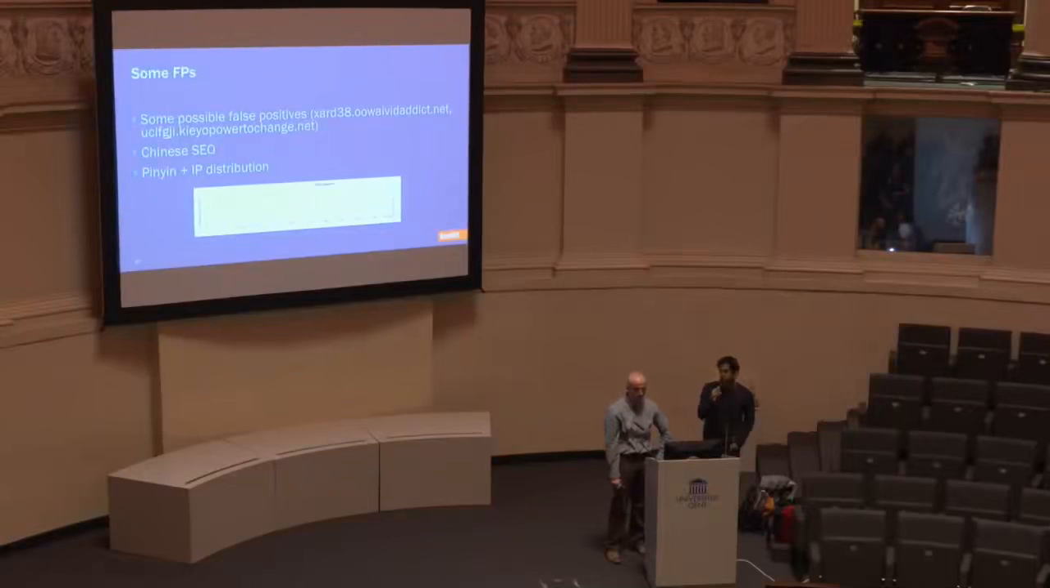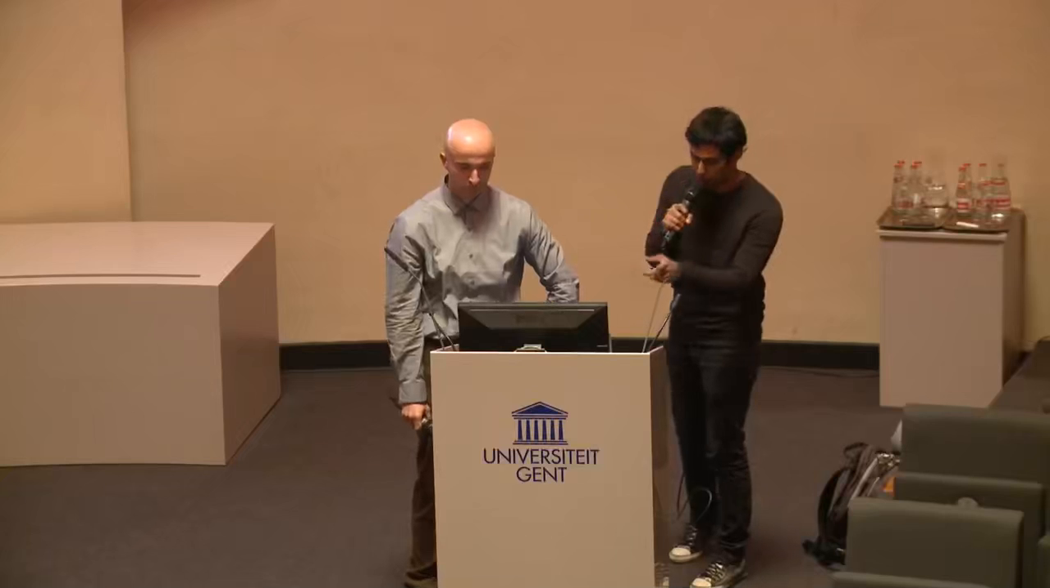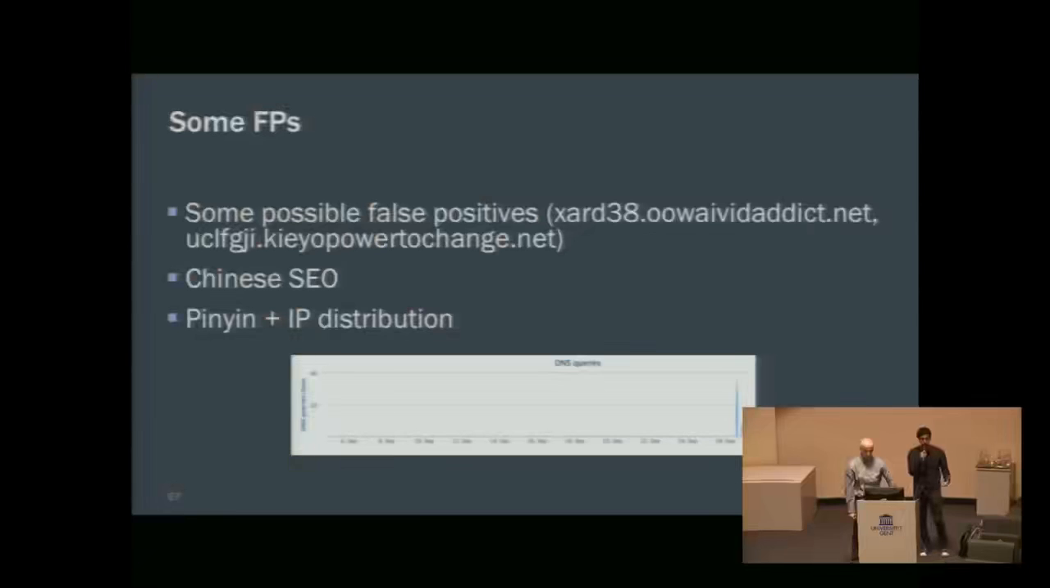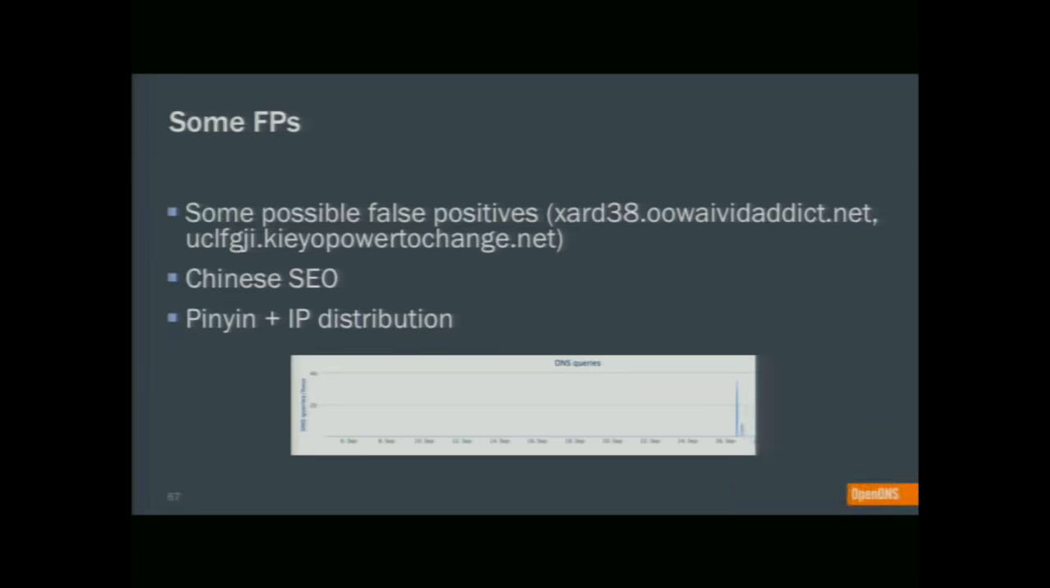The first was actually a lexical reason. These domains contain a little bit of pinyin, and pinyin is the romanization of Mandarin. So certain character strings actually have Mandarin meanings. And the second was if we looked at the IP distribution, we could see that the IPs visiting these domains were also visiting other Chinese SEO domains that were also spiking within the same hour.